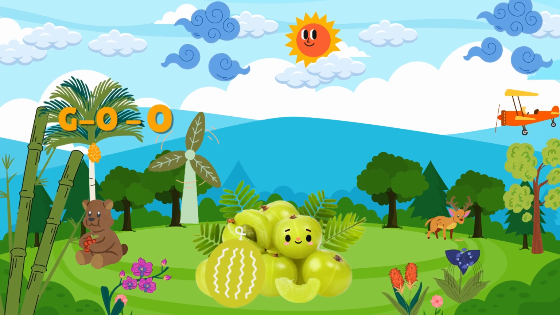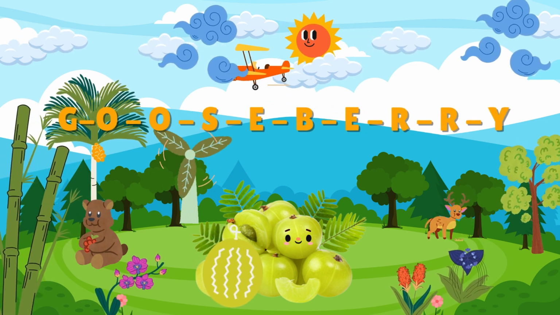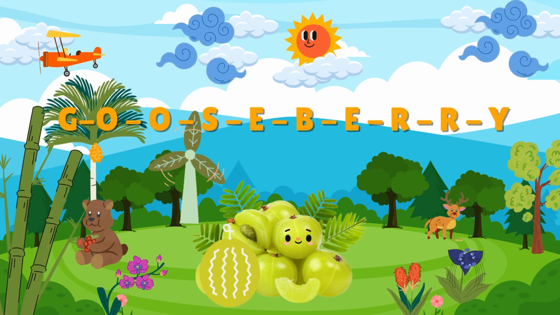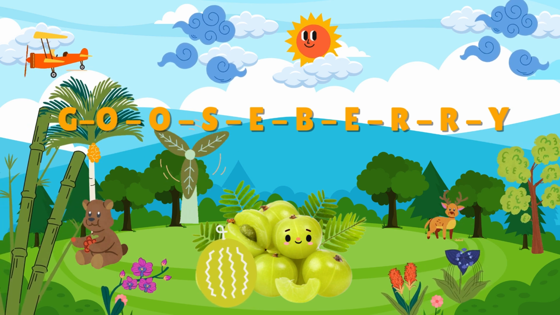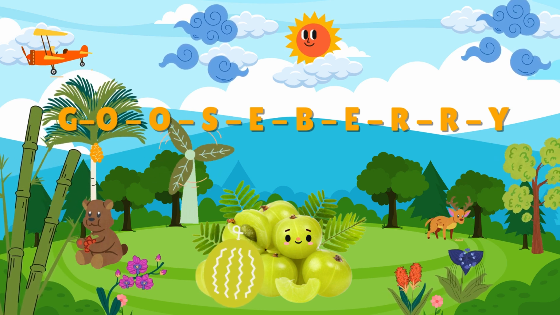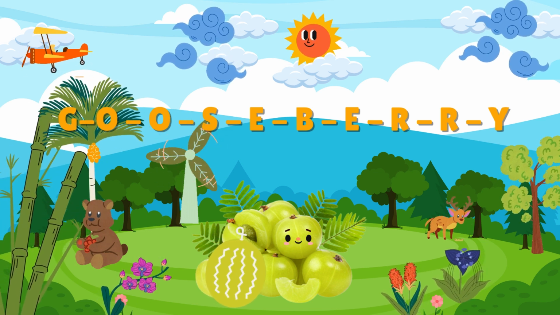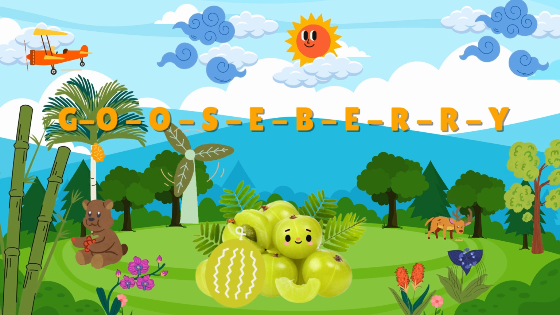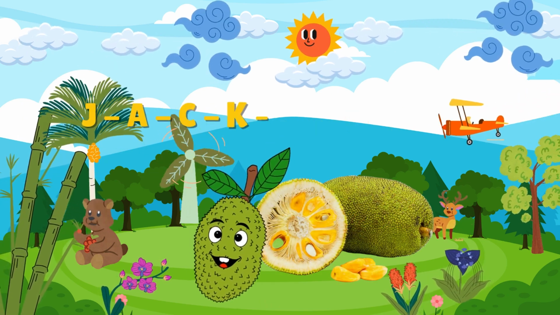These little fruits are called gooseberries. Can you say gooseberry? Let's spell it together. Gooseberry. Spell again. Gooseberry. Fast spelling. Gooseberry. Alright, fast spelling. Gooseberry.